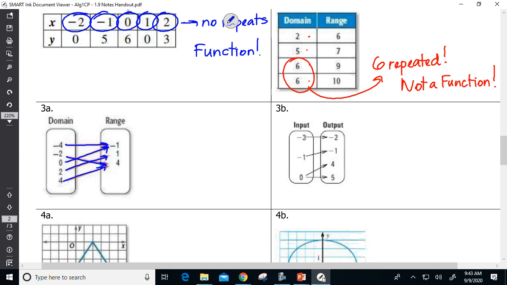So, this ends up being a function. All of the inputs pass. Remember, the y values can do whatever they want. It's the x values that have rules for it. The y values can do whatever they want.